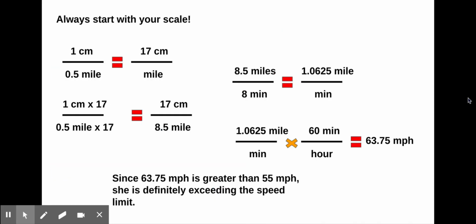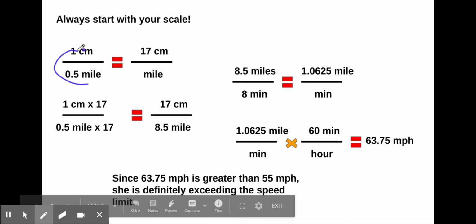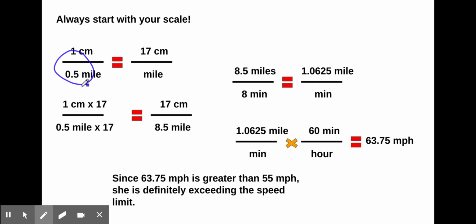All right, so let's talk about that. So we said 1 centimeter equals a half mile. So here's the scale. Always start with the scale. Then equals a half mile. So if 1 centimeter, and we travel 17, right? So we've got to think about that. Well, we've got to have 1 centimeter here equal that, right? Well, how do we make that equal it? Well, by multiplying by 17. If we do the top by 17, we've got to do the bottom by 17. And so we end up realizing that 17 centimeters is 8.5 miles.